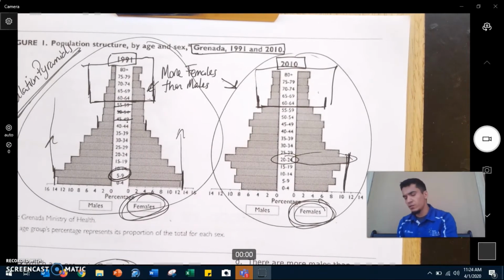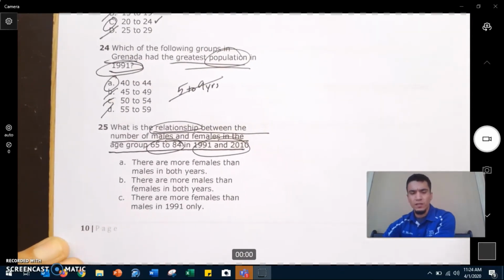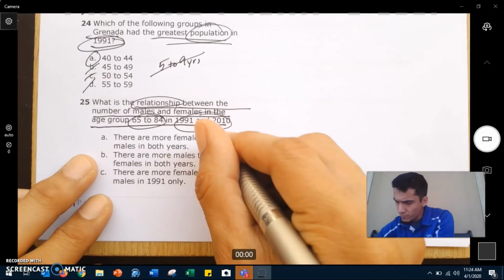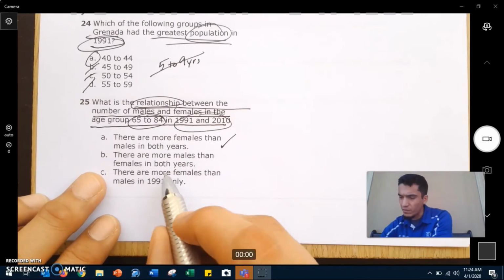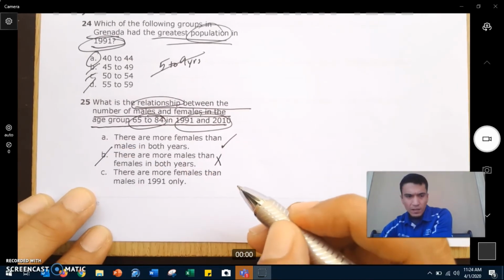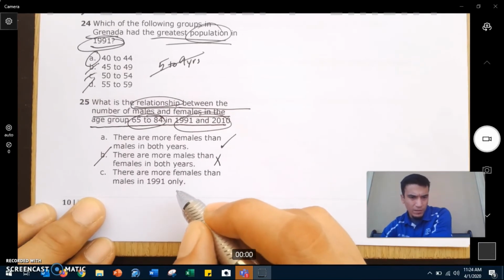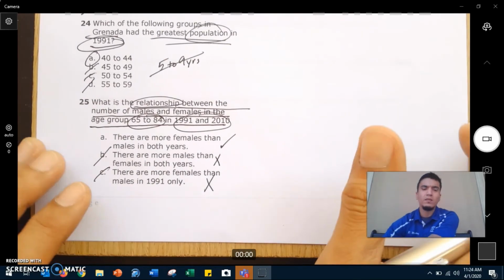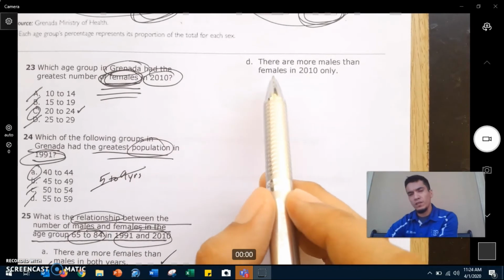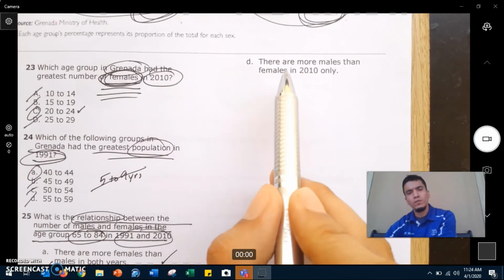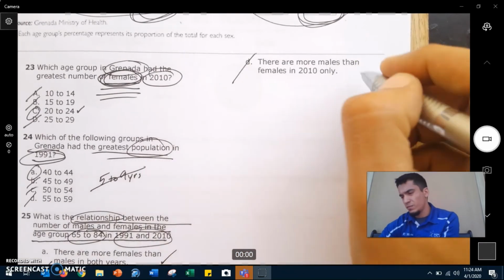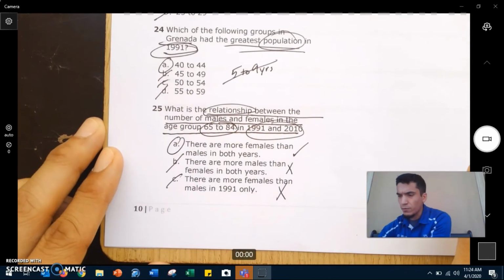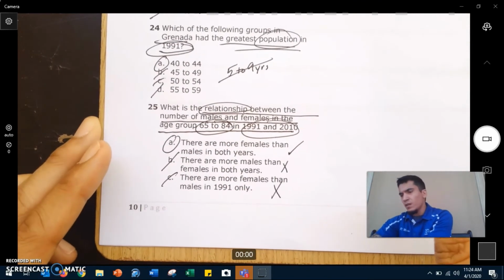Okay, so let's go down to our answer choices and see if there's anything that matches my conclusion. It says there are more females than males in both years. That is something I did come up with. There are more males than females in both years. That is incorrect. There are more females than males in 1991 only. That is incorrect. It's true for both. In 2010, there are more females than males as well. And then letter D popped up over here. I apologize. And it's saying there are more males than females in 2010, which is completely wrong. We know that there are more females. I just said that, right? Letter A is the answer you should have gotten for question 25. Awesome. Moving on.